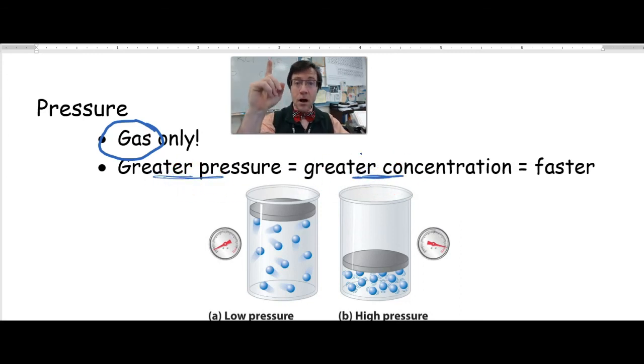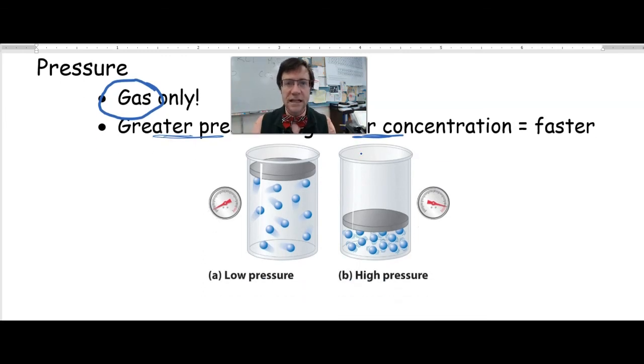And we already spoke above about what happens with concentration, right? More concentration means they're all closer together. They're more likely to smack into each other. It's more likely to cause an effective collision. And here's what happens with the gas when you increase the pressure. You can see here the gas particles are pretty far apart, right? So the further apart they are, the less likely they are to collide.